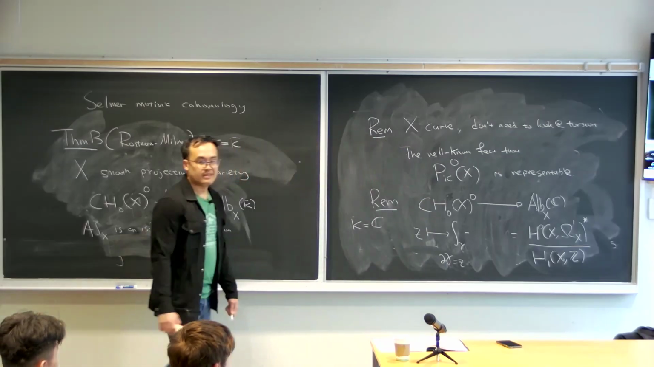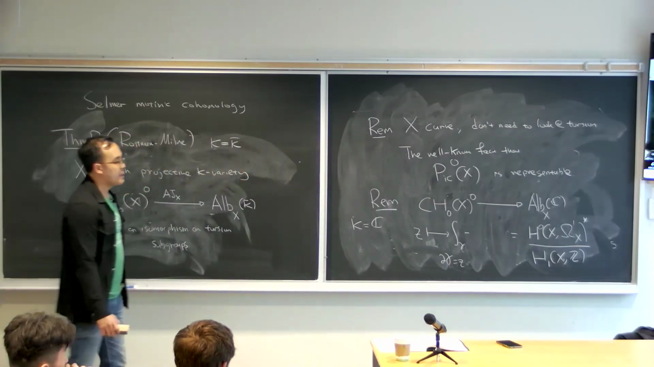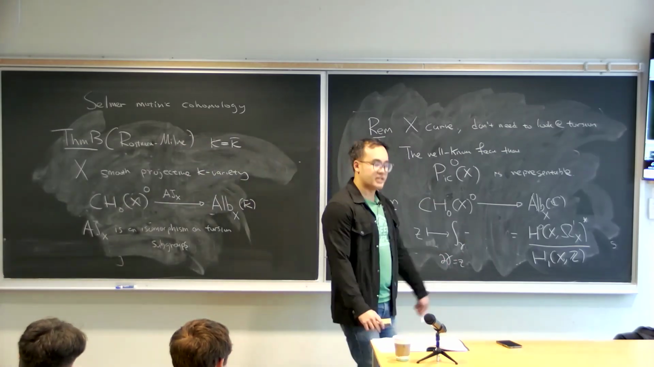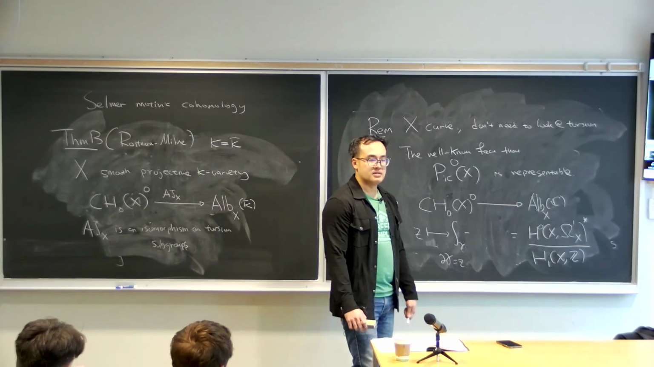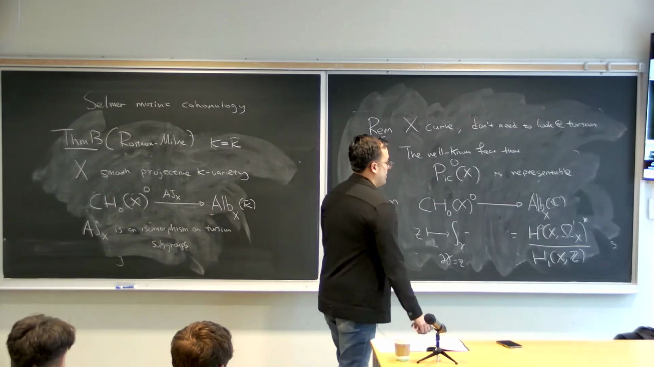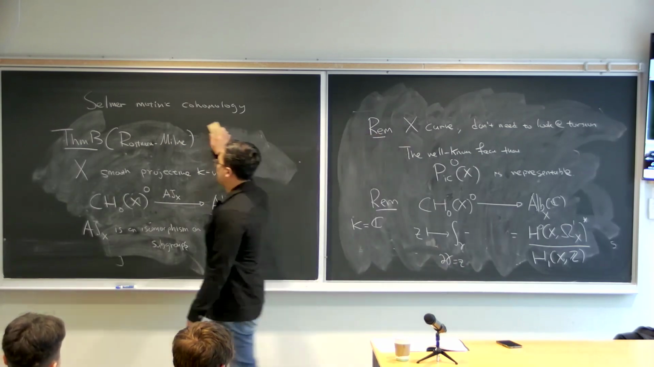Any questions? So the Albanese is like the étale part. Yeah, I'll actually explain that. Any questions? Okay, so that's theorem B.